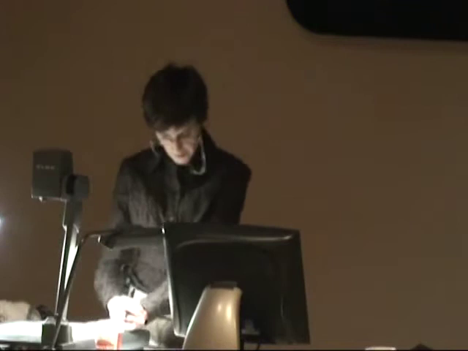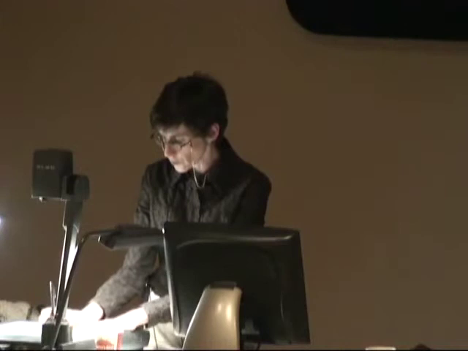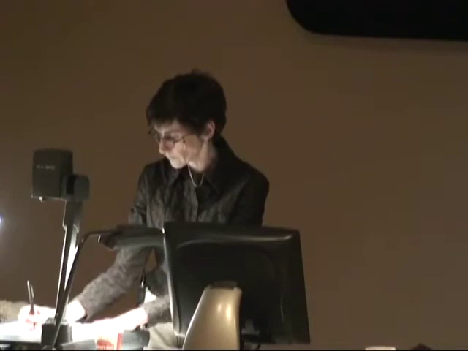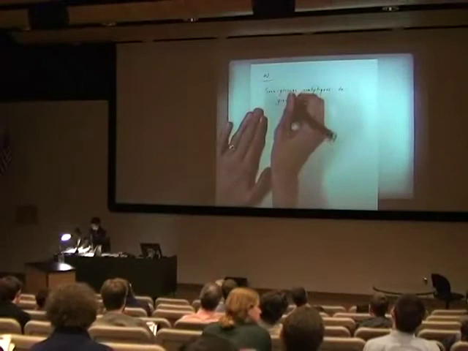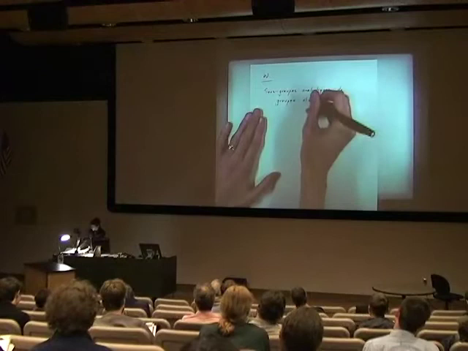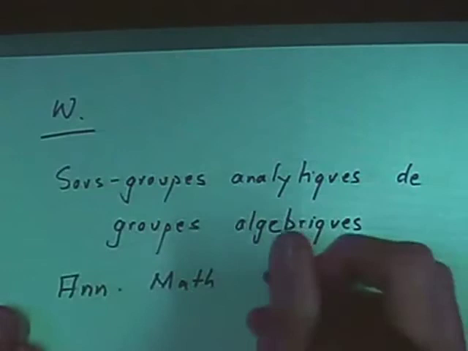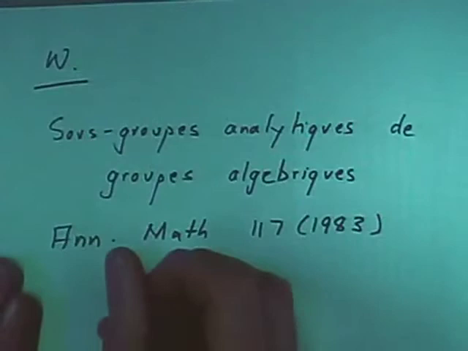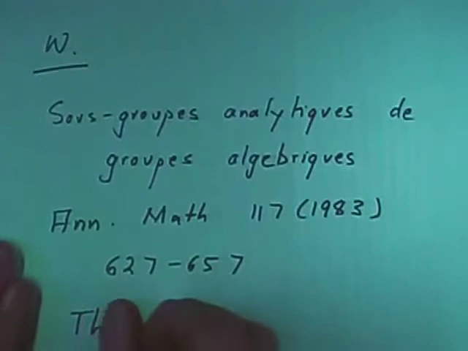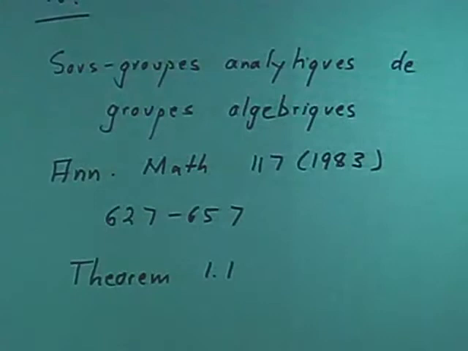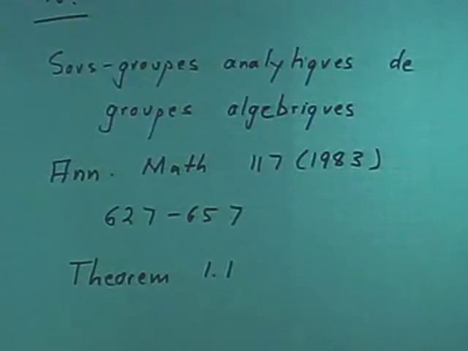So he has a paper, Subgroup Analytic to Groups Algebraic, I think. And this is in the Annals of Math, 117, in 1983, pages 627 to 657, and in particular, theorem 1.1. And this is a theorem which is used in many applications of this type of idea. It's a very important paper.